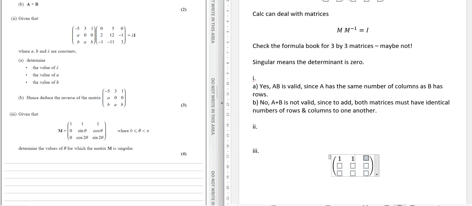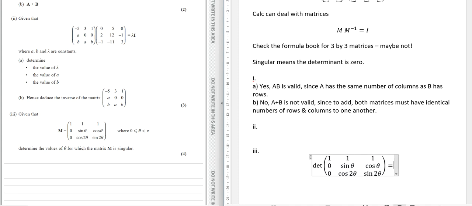What I'm interested in is when this is singular. And the fact that it's 4 marks means there's probably even more to this than just finding the determinant. There'll be a little bit of a messy equation to solve at the end, but I feel like that's a decent thing to get stuck into early. So I want the determinant of this matrix.